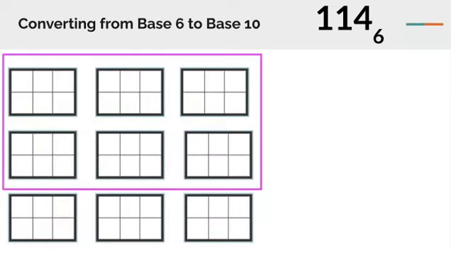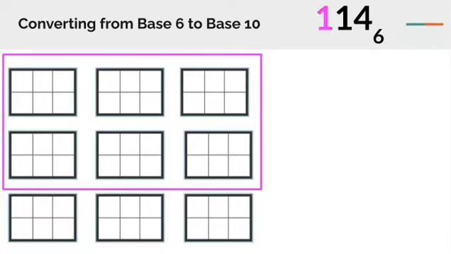To help us visualize what base 6 means, I drew some empty 6 frames to show us bundles of 6. I also drew a pink box around 6 groups of those bundles of 6 to represent the next place value. So that's 6 groups of 6. Let's go ahead and fill out these 6 frames to represent our number 114.